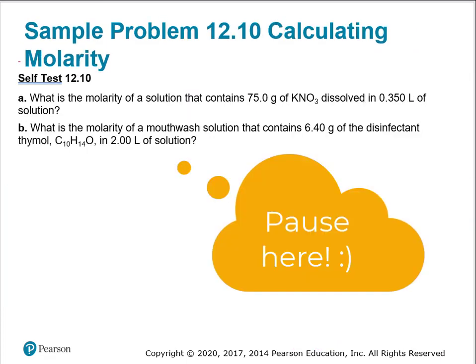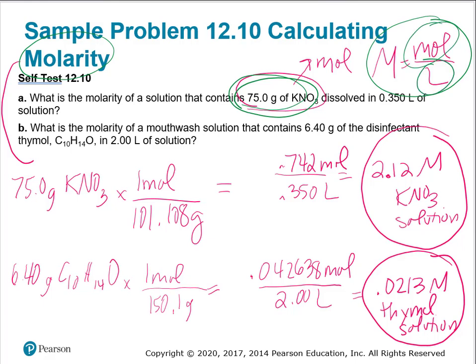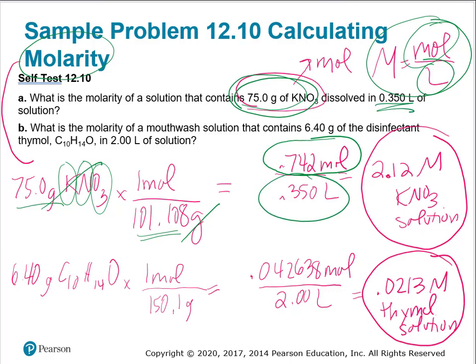These questions are about calculating molarity, so pause the video here. All right, the first one, we were given 75 grams of potassium nitrate. We know that molarity is moles over liters. So we needed to get 75 grams into moles. So I added up 1 K, 1 N, and 3 O's to get a molar mass of 101.108. And that has to go on the bottom to cancel out, leaving me with 0.742 moles divided by the liters given to me in the problem. And with 3 sig figs, 2.12 molar, capital M, KNO3 solution.